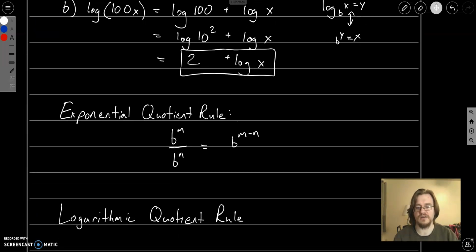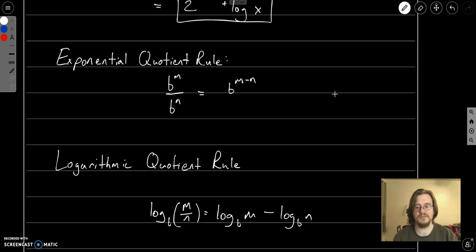Now, from before, we also had that when instead of multiplying, we divide exponents, we end up subtracting up top. So b to the m divided by b to the n is b to the m minus n. And the same thing roughly happens with logs. If we take the log of two numbers that are being divided, we end up subtracting them as logs. So the log base b of m divided by n is going to be log base b of m minus the log base b of n.